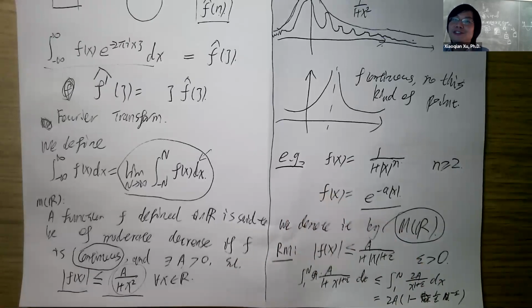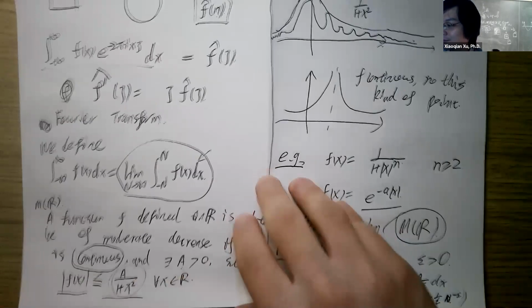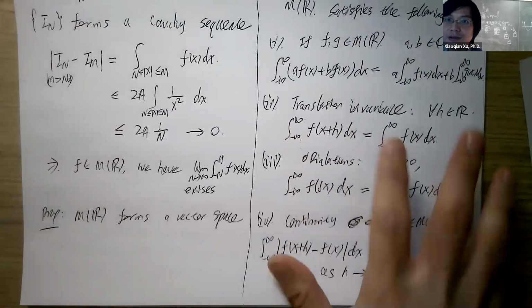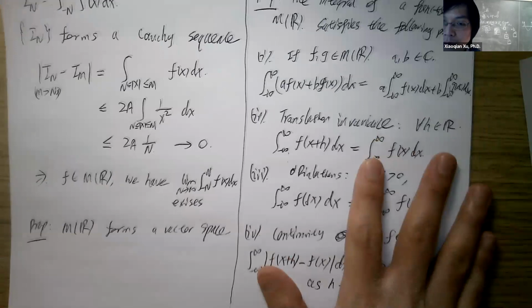If we want to say some function decreases very fast, we choose 1 over x squared. That's our criterion to say that it decreases very fast. Any other question about these propositions of this whole space integral?